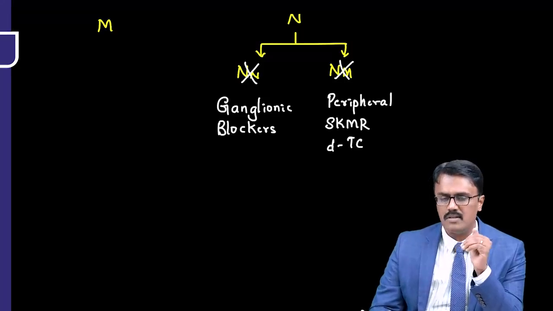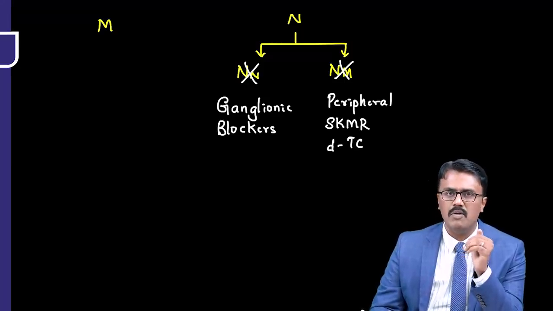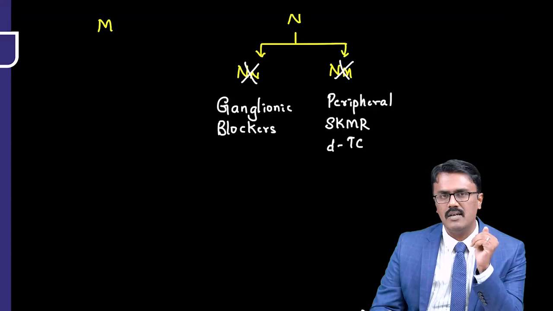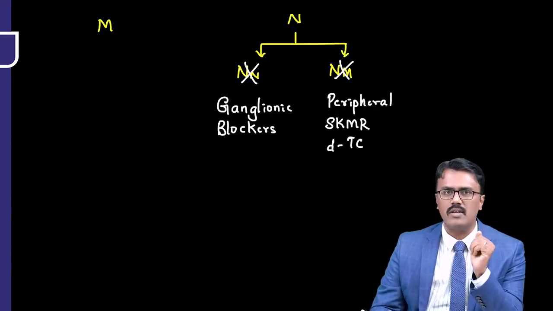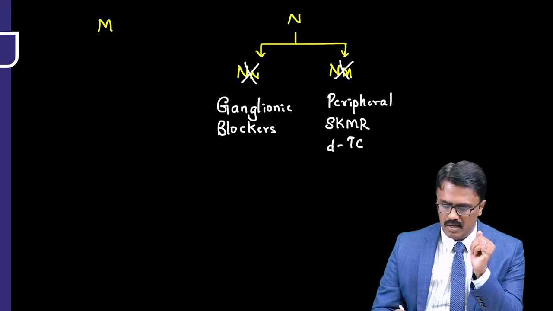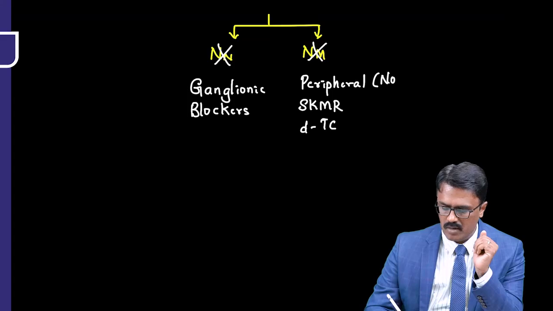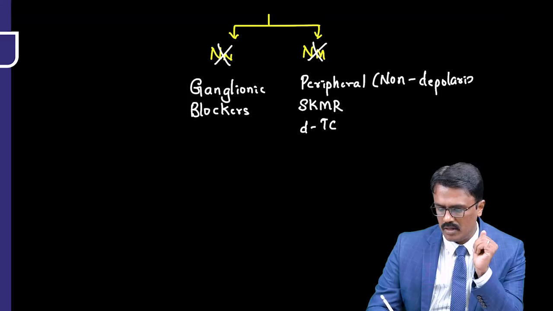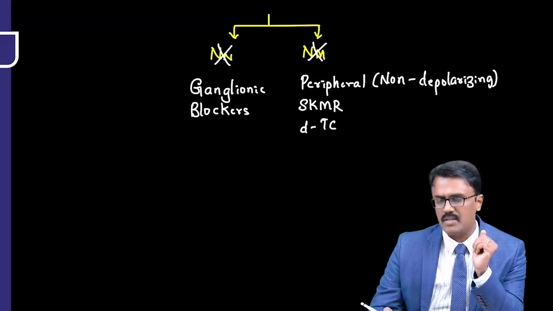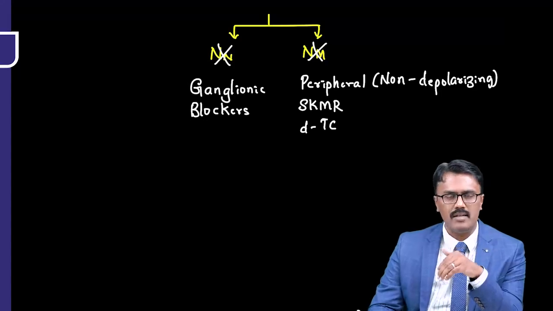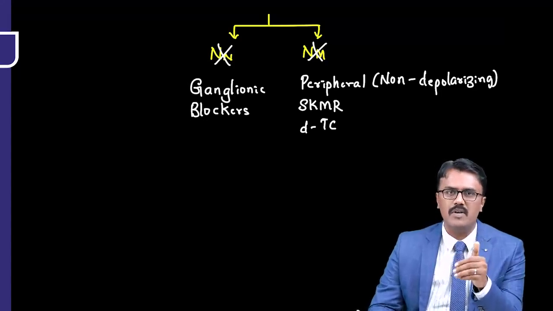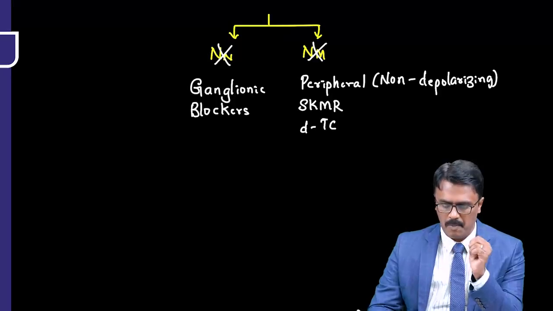Now ganglionic blockers and skeletal muscle relaxants we will discuss in other videos. In this video we will discuss the drugs which block the muscarinic receptor. Peripheral skeletal muscle relaxants are also called non-depolarizing skeletal muscle relaxants. Why they are called like that, we will discuss in a separate video on skeletal muscle relaxants.